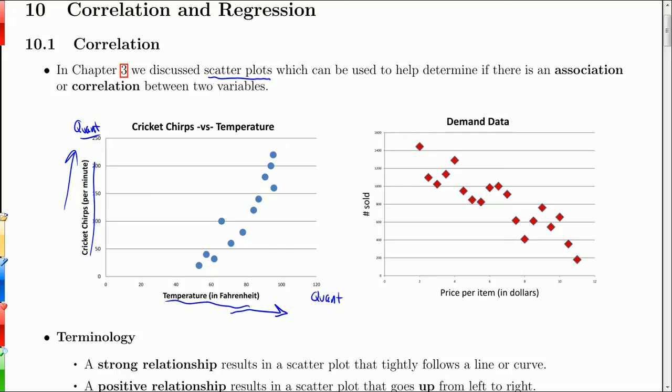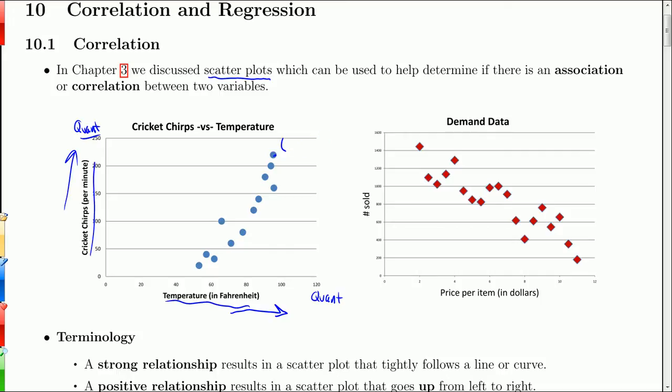And each one of these dots is actually a point, which consists of two numbers: an actual temperature, which looks like it's maybe 92, and then a rate of cricket chirps, which looks like it might be, say, 220. So each one of these dots on the scatter plot is actually a point consisting of an x value and a y value.